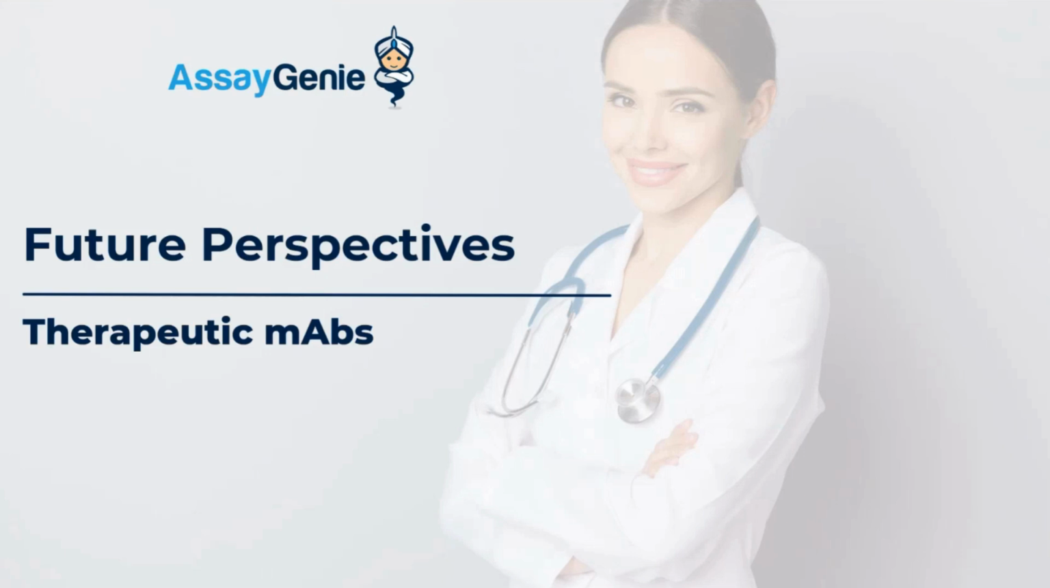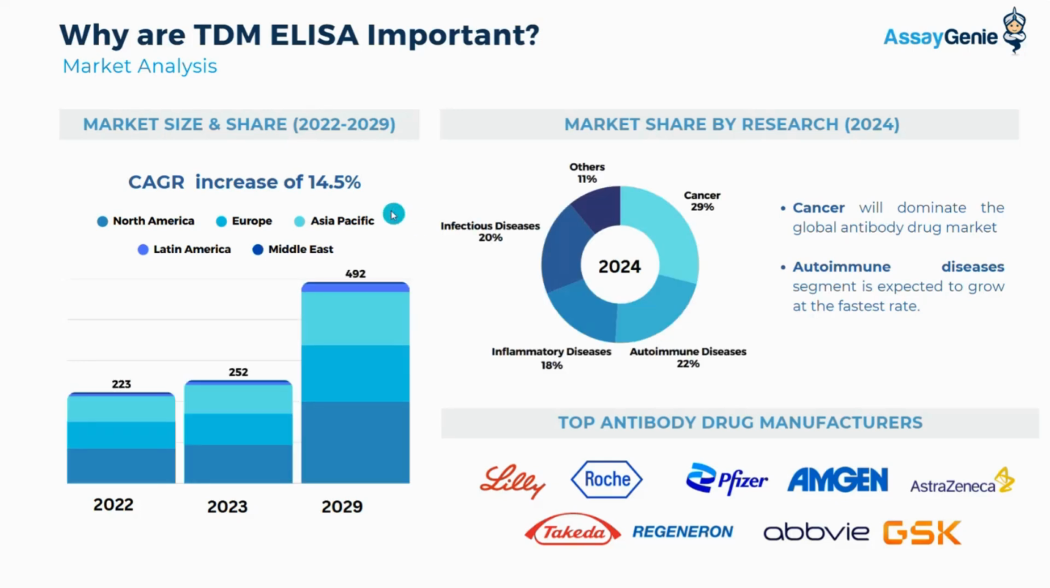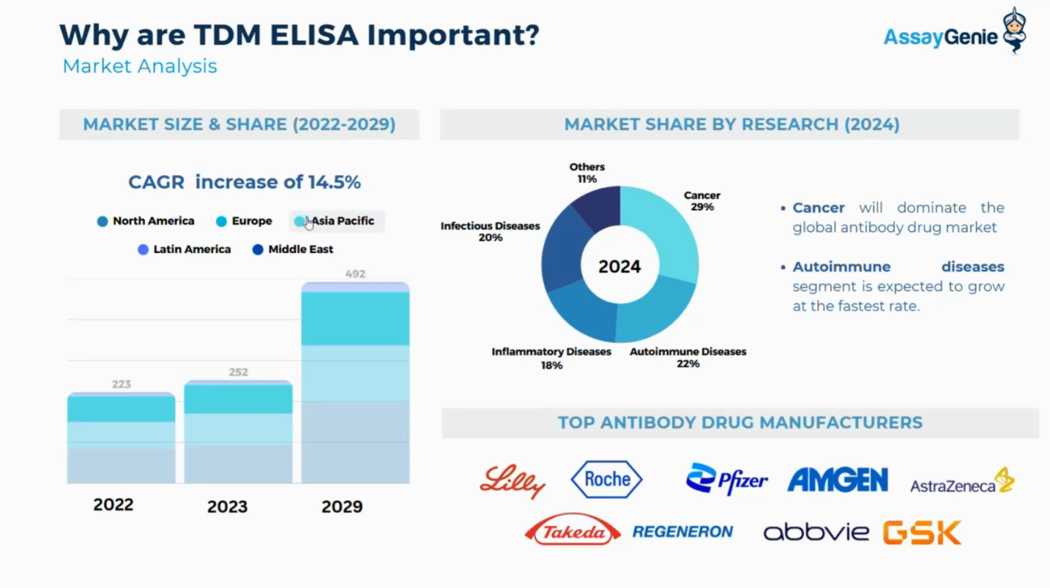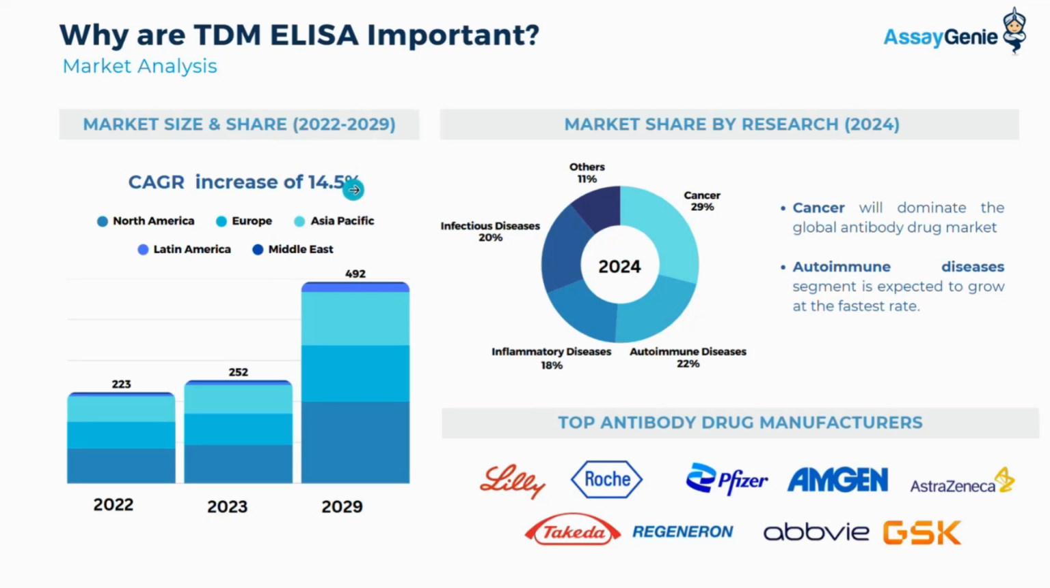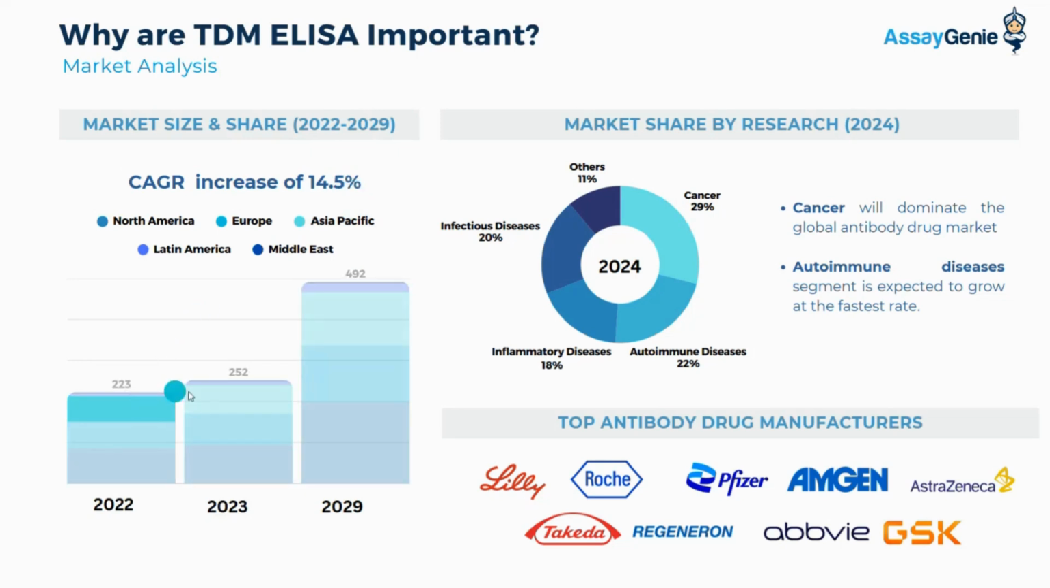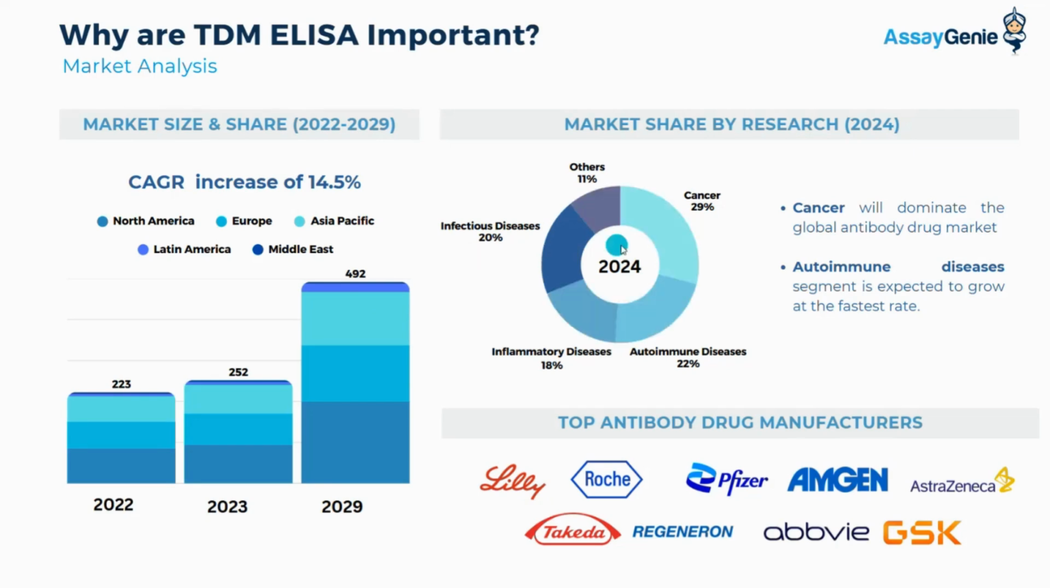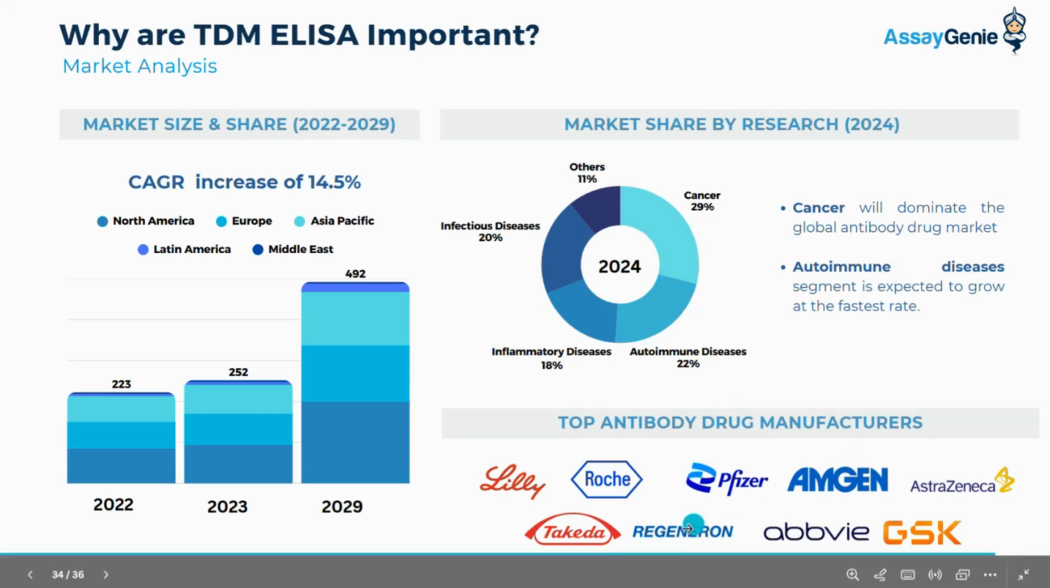And just to give you guys some future perspectives and a little bit of market analysis on where we see therapeutic antibodies going in the future, we can see that the market size and share will be increasing over the next 4 to 5 years. And we can see through a compound annual growth rate that this will increase by around 14.5%. And you can see here, these were the figures back in 2022 and 2023, and these are the projected figures for 2029. And the market share by research shows that cancer will dominate the global antibody drug market, and then autoimmune diseases is very much expected to grow at the fastest rate too. And these are some of the top antibody drug manufacturers currently around the world, which includes Lilly, Pfizer, AstraZeneca, Regeneron, and AbbVie.